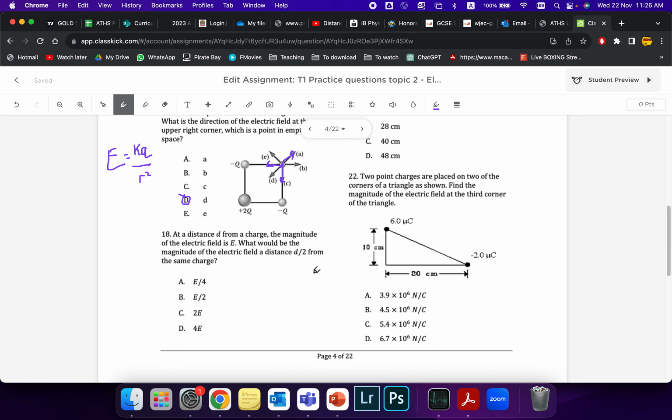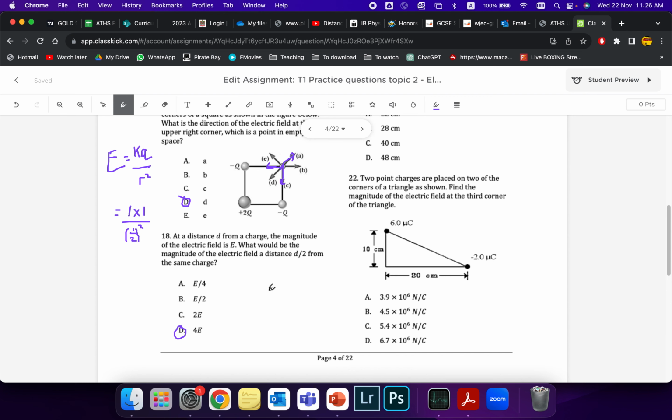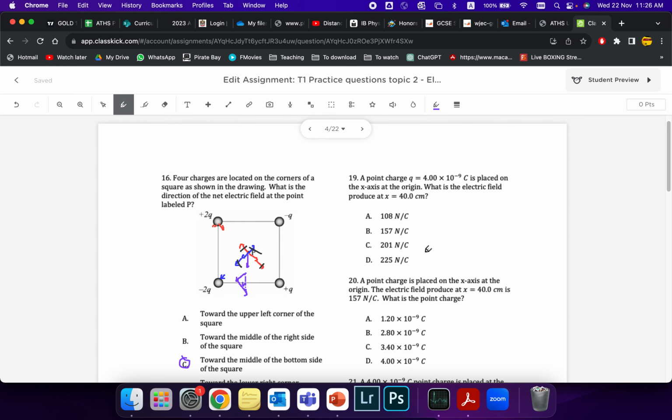Then, using the same rule that we just mentioned, what would happen if I halved the distance? You will do the exact same thing. Remember, set everything to 1 except the thing I'm changing. I will say K. I know it's supposed to be 9 times 10 to the 9, but I'm going to call it 1. The Q did not change. I will call it 1. But I did change something. I changed the distance. The distance was a half, so I'll divide by a half squared. If you directly put that in your calculator, you will get 4, which means 4E. So that will help us with this question.